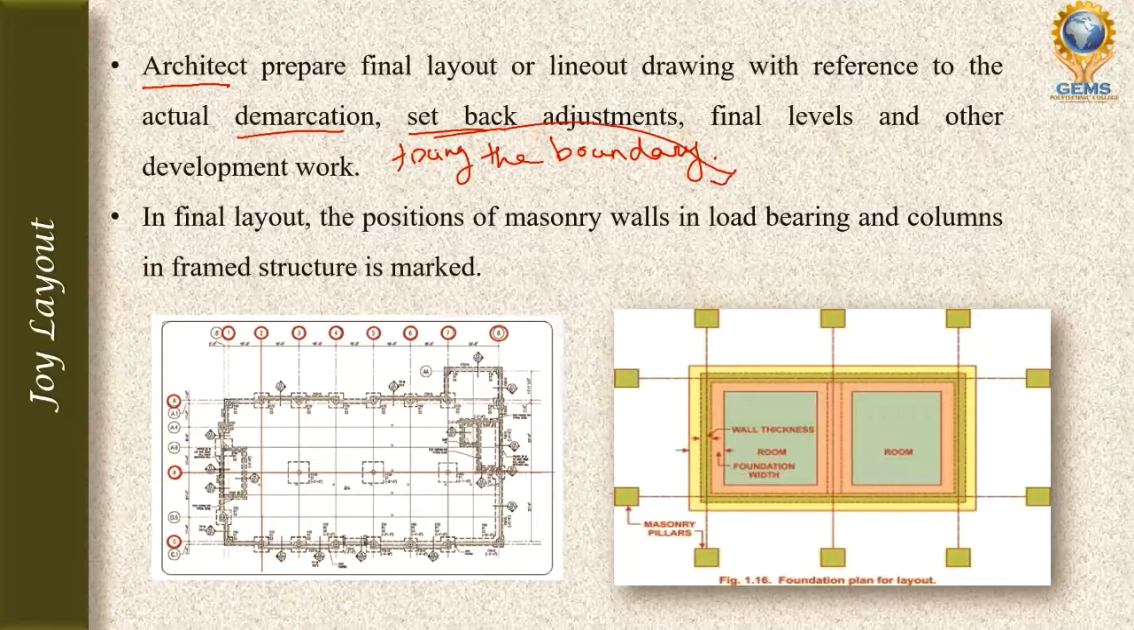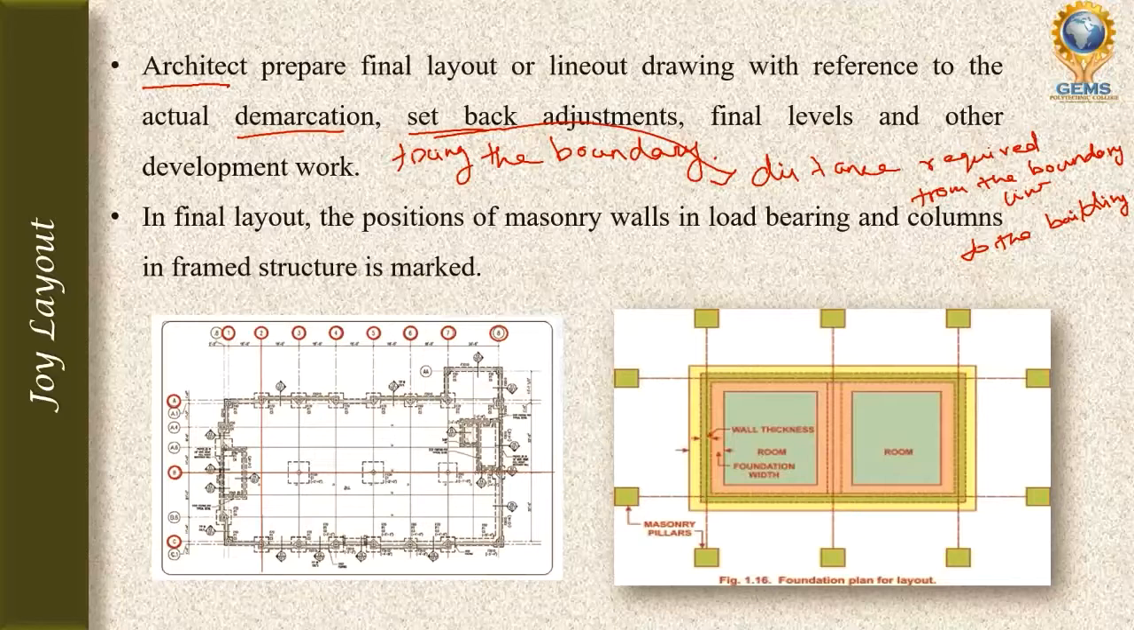Here setback means it is the distance required from the boundary line to the building. So it is the space between the boundary line and the building and final levels and other development work. He prepares the final layout or the line out diagram.